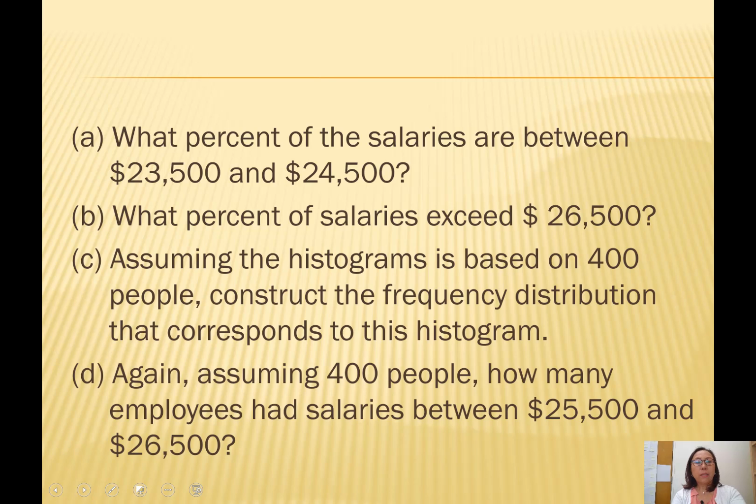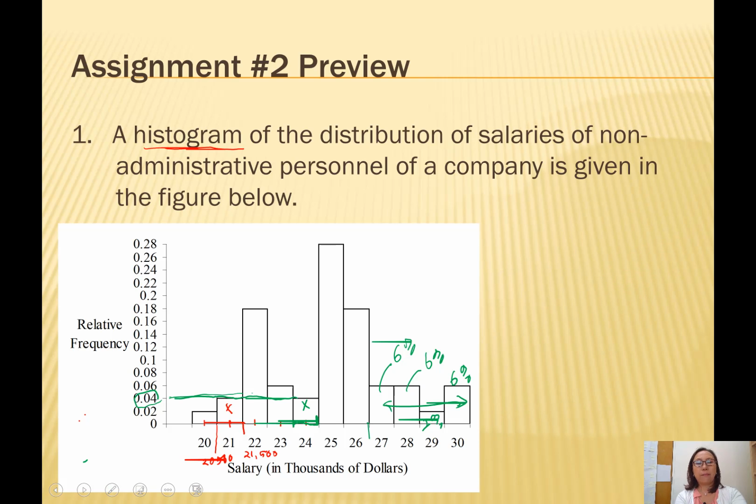All right. Now here's a big question. Question C: assume the histogram is based on 400. Construct a frequency distribution that corresponds to this histogram. What it's giving us is your total N. So that's going to be the total N. So the question is, can you create a table that this graph represents?